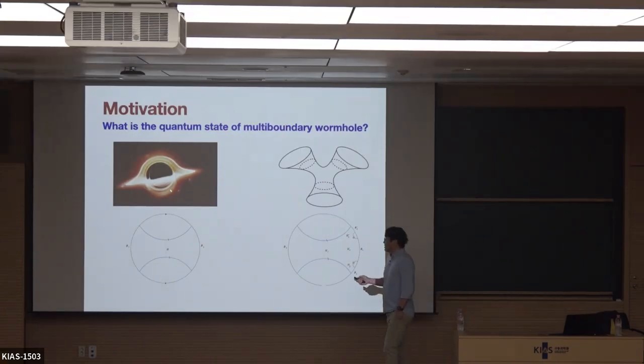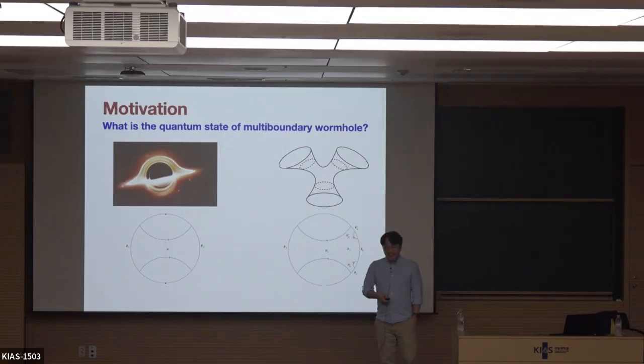So we know the dual state of the black hole is a Sommerfeld double. And for the multi-boundary wormhole, there are many suggestions. You may suggest, oh, maybe GHZ or W, etc. But you might also ask, is there a multi-boundary wormhole in gravity?